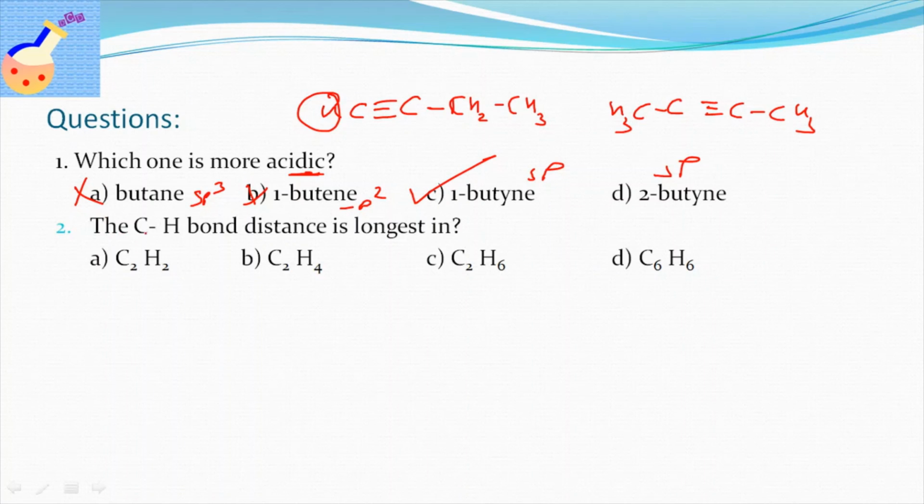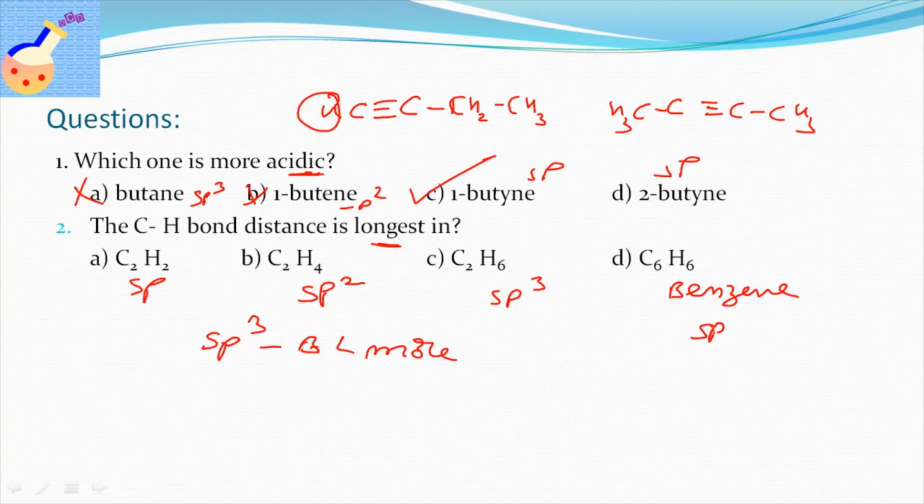The next question: the C-H bond distance is longest in which? This is also indirectly related to hybridization. See here, if hybridization is sp3, bond length will be more. C2H2 is an alkyne, so it is sp hybridization. This is an alkene, so it is sp2, and this is sp3. And this is benzene. You know that benzene is sp2 hybridized, having 6 sp2 hybridized carbon atoms. So which one has the longest distance? That is C2H6. So option C is right.